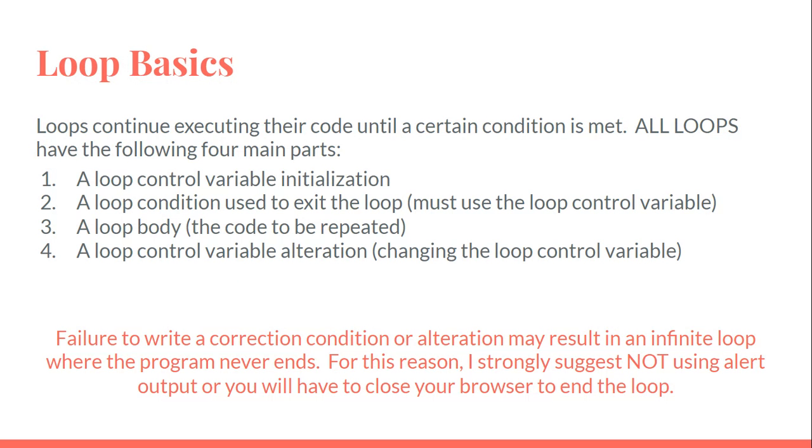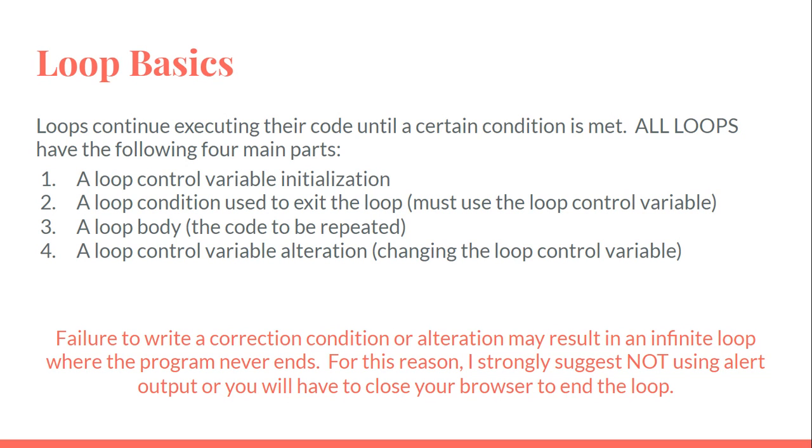All right, couple loop basics. Loops will continue executing their code until a certain condition is met. All loops have the following 4 main parts. There is a loop control variable initialization, which means we create a loop variable and we give it a value. There's a loop condition that is used to exit the loop. We have to use the loop control variable in that. We have the body, which is the code that we're repeating, and we have a loop control variable alteration that's changing the loop control variable.